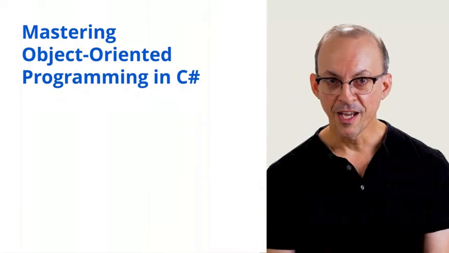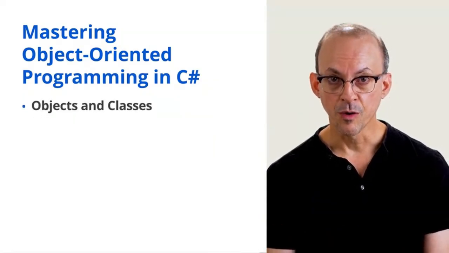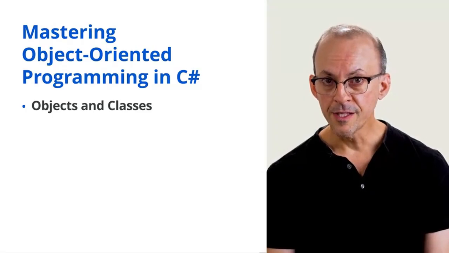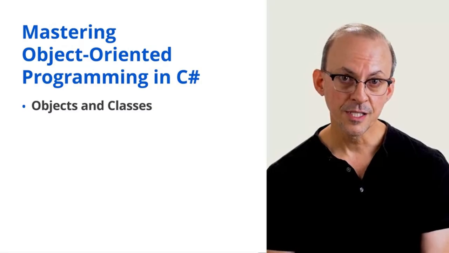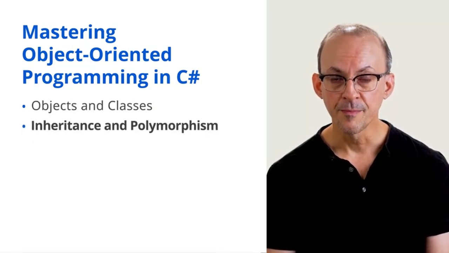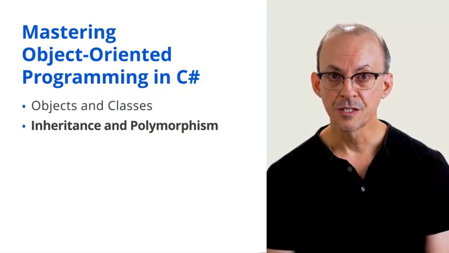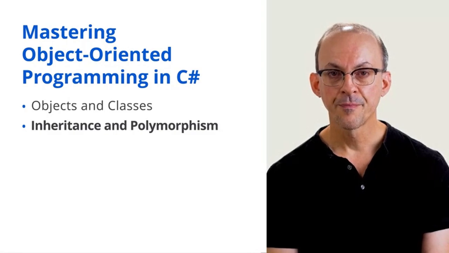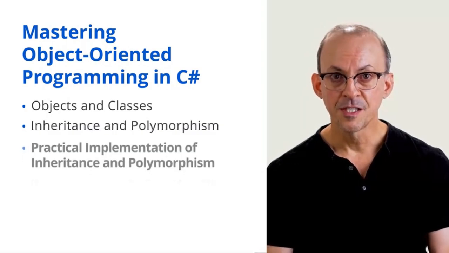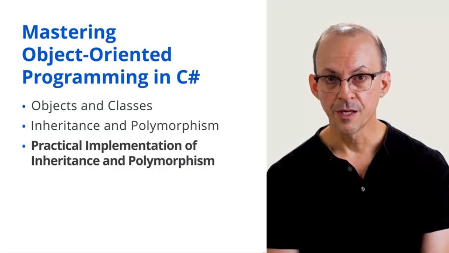We will begin by defining objects and classes and understanding their role as the foundation of object-oriented programming. You'll learn how these elements create a structured, reusable code base. Next, we'll examine inheritance and polymorphism, exploring how they allow flexibility and scalability in your applications. We'll break down their functions and importance in OOP. Then we'll apply these concepts in C# with practical examples, helping you see how they work in real-world scenarios.